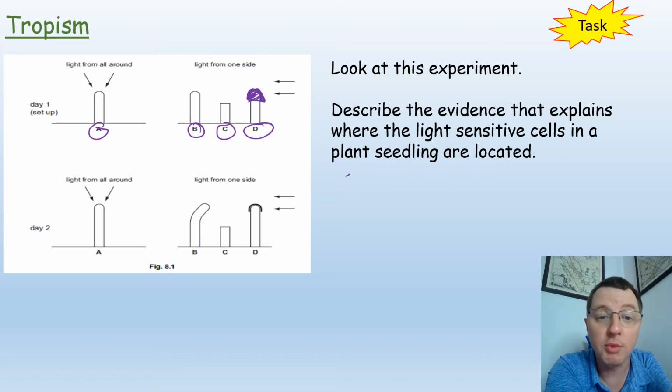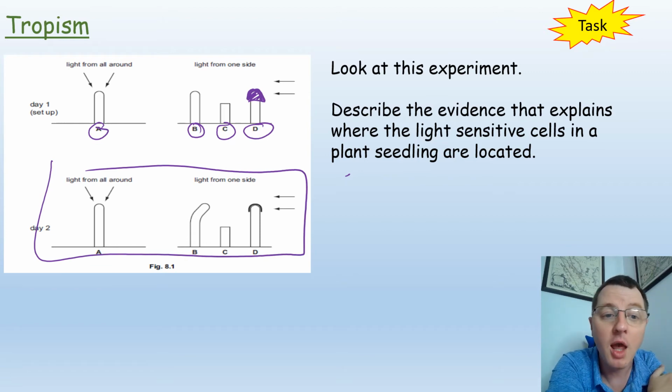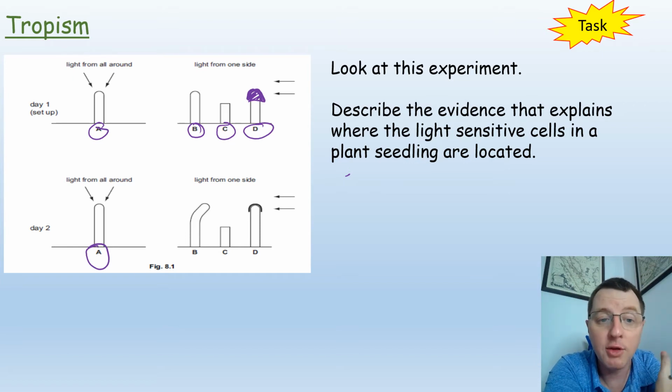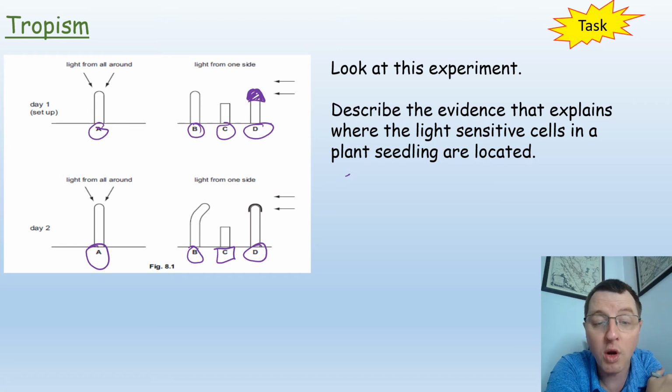So these shoots that we can see here, if we then set them up and leave them for 1 or 2 days, we can then see the results down below here. And what has happened? Well, with plant A, it has grown straight up and grown taller. There has been a growth response. With plants B and D, there has also been a growth response. Those plants have also grown taller. But in plant C, there has been no growth response at all.